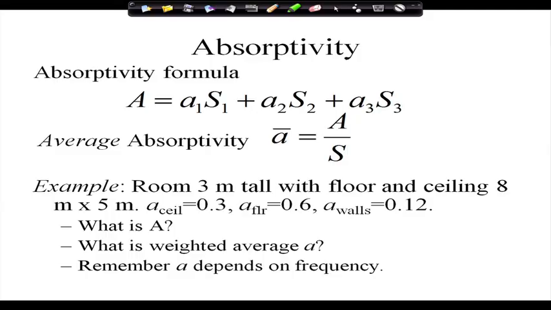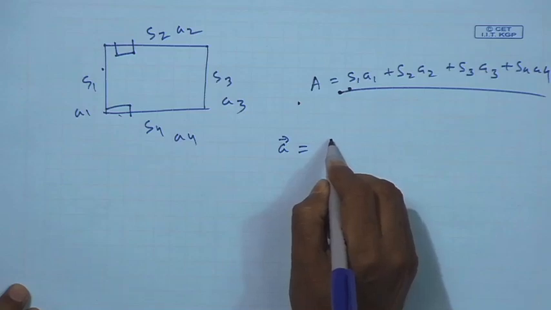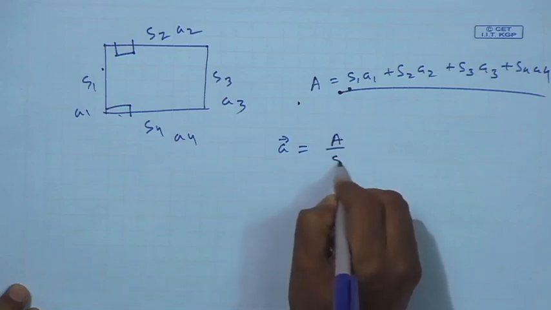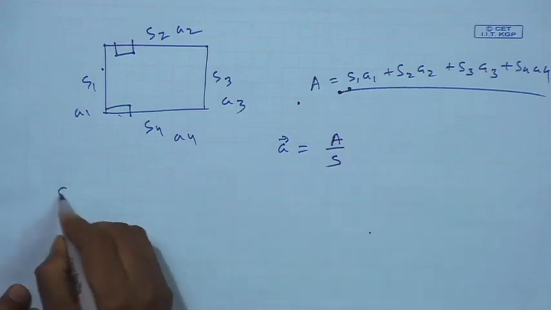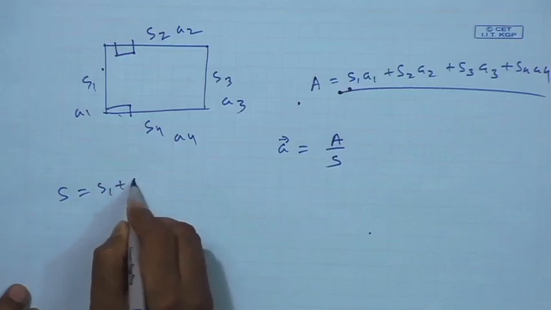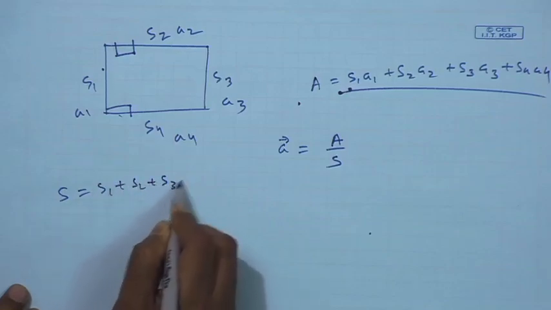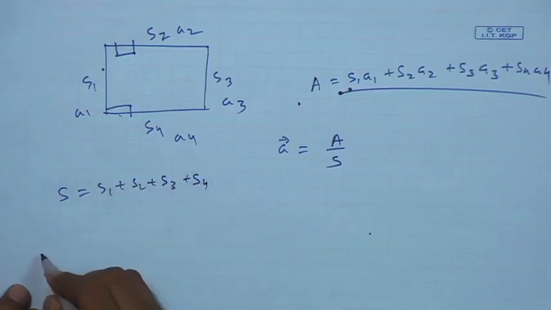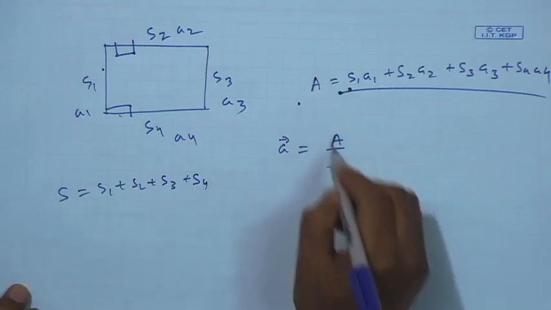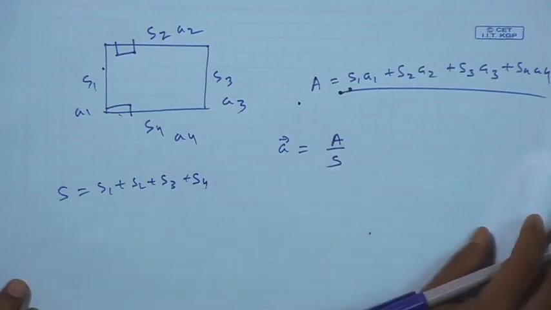Now, what is the average absorptivity? The average absorption coefficient is nothing but A divided by the total surface area. What is the total surface area? S is nothing but S1 plus S2 plus S3 plus S4, and the average is A divided by S. Let us do the mathematics, then you will understand.